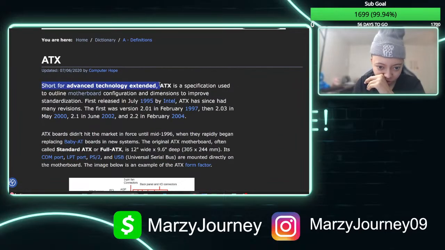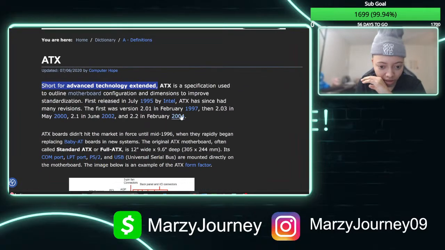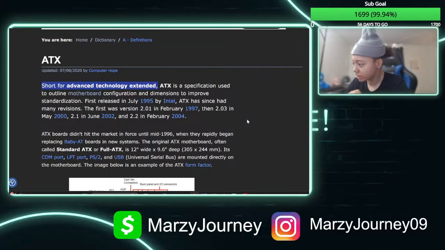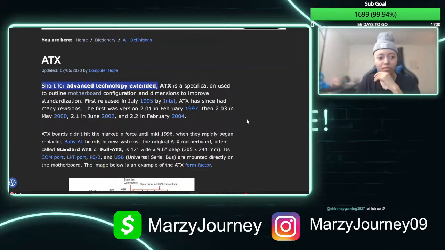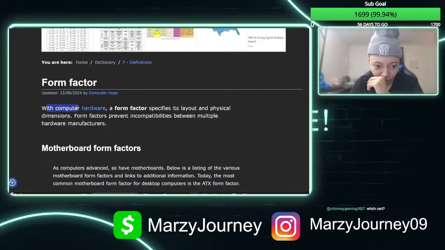So we got ATX, which is short for Advanced Technology Extended. So we're going to look into, wait, what was this called? I think this was called micro. I think this was called technology, no, the components of the motherboard or something. I'm not too sure. So I'm going to write this motherboard, because I don't know if these are components of the motherboard or what motherboards could be. Various motherboard form factors, with the definition of form factor. With computer hardware, form factor specifies its layout and physical dimensions.